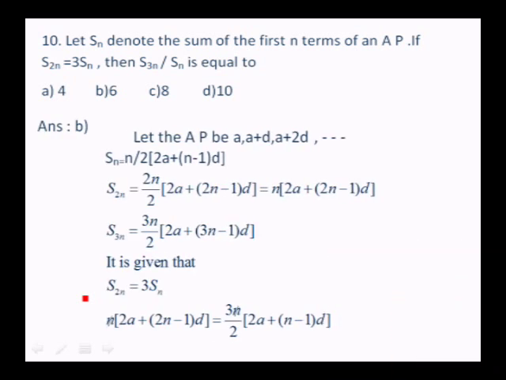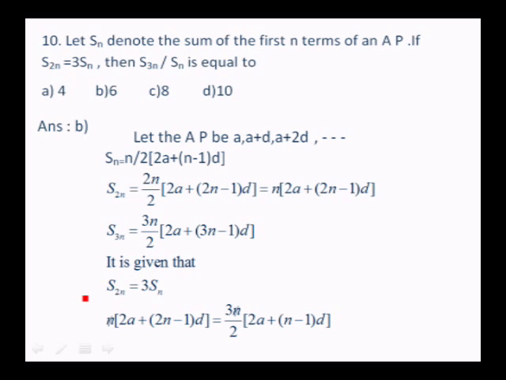Let the AP be a, a plus d, a plus 2d, etc. Sn ಅಂದರೆ n by 2, 2a plus n minus 1 into d. Replace n by 2n. S2n is equal to 2n by 2, 2a plus 2n minus 1 into d. So on simplification you get n into 2a plus 2n minus 1 into d. 2n ಬದಲು 3n ಹಾಕಿ. S3n is equal to 3n by 2, 2a plus 3n minus 1 into d.